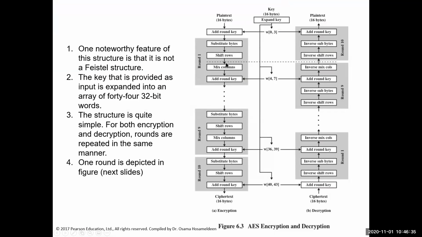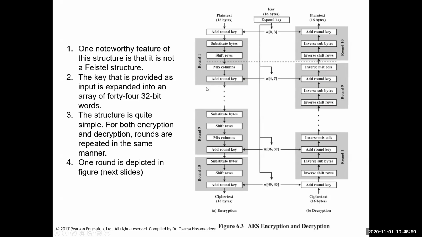Here we get into the detail of the internal structure of the rounds. The first transformation is to add a round key. For example, each round has a corresponding round key. We get the subkey from here and then add the round key together with the plaintext.